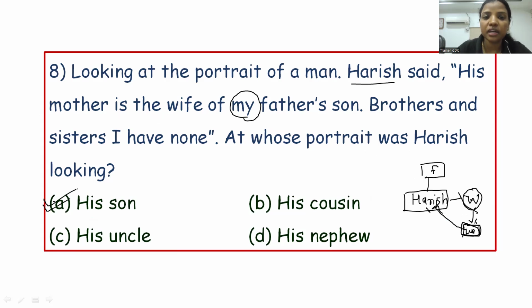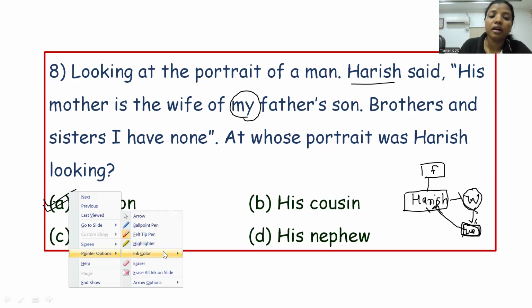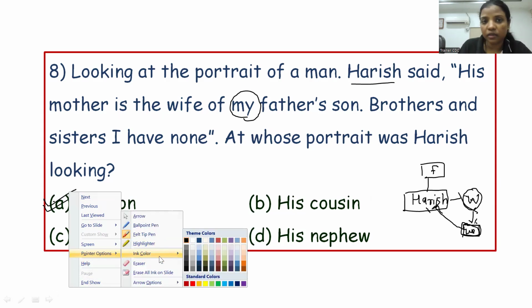Our diagram was correct. So this is how you can get some confusion even after drawing the diagram. Our diagram was correct and our answer is his son, right? So again, concept is the power. Always remember, you should have practice of solving a lot of questions from blood relation. Then only you will feel that it is easy. Otherwise, without practice, everything is difficult.